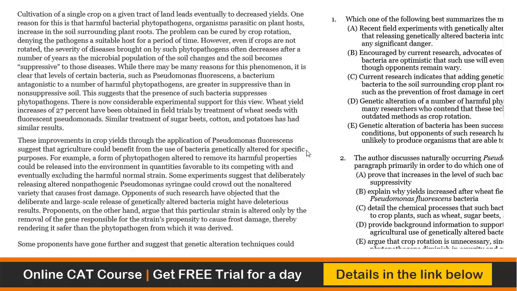There is now considerable experimental support for this view. Wheat yield increases of 27% have been obtained in field trials by treatment of wheat seeds with fluorescent Pseudomonas. Similar treatment of sugar beets, cotton.